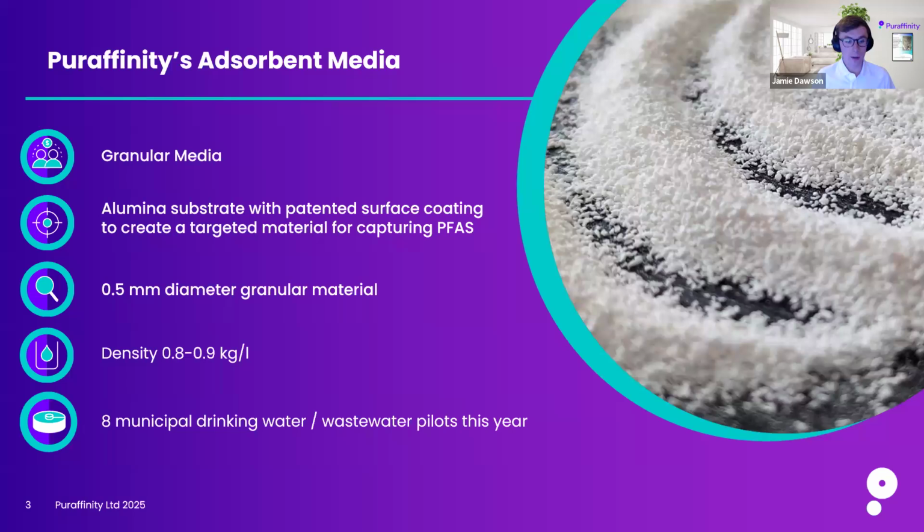The media itself is about 0.5 mm in diameter, with a density of 0.8 to 0.9, and over the course of this year, we've had or currently have ongoing 8 municipal drinking water or wastewater pilots across Europe and the US, also covering quite a novel application of treating RO reject from a municipal site. Beyond municipal, we have several full-scale installations in remediation and landfill leachate sectors, and 30-plus pilots across all the different PFAS treatment markets.